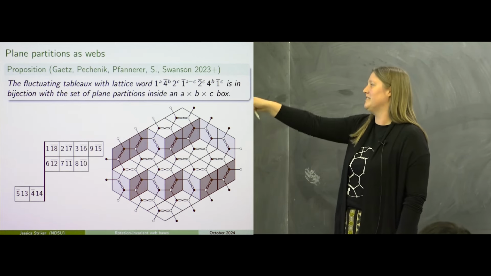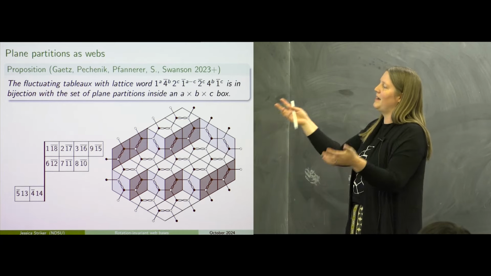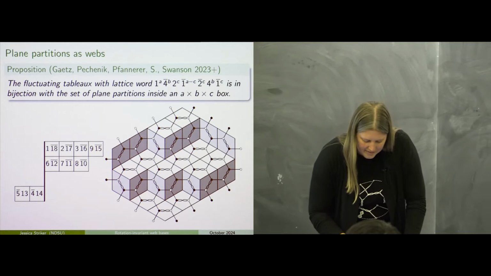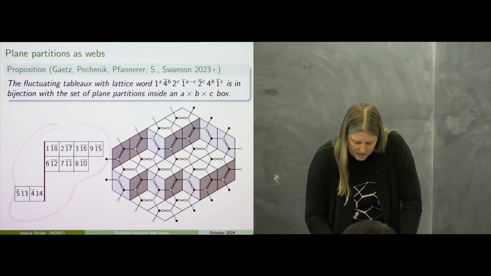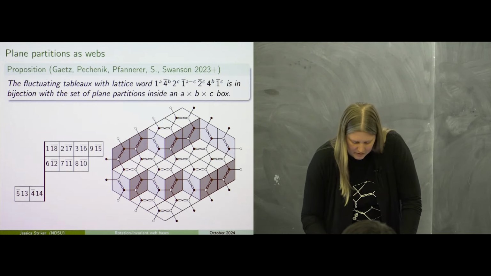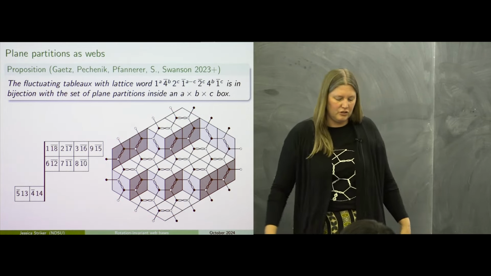So plane partitions are stacks of cubes in a corner, kind of like that, and I drew the web on top of it that corresponds exactly to this plane partition. So here the tableau is a little weird. It's one of these fluctuating tableaux, or tableau. But all the plane partitions over here, all the ways of stacking cubes in this box, correspond in this bijection to this tableau.